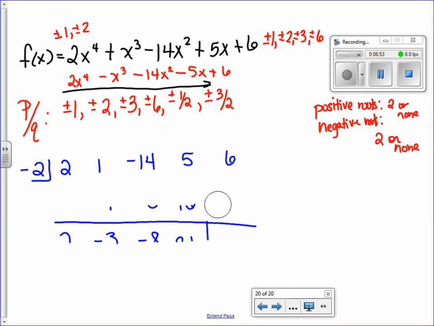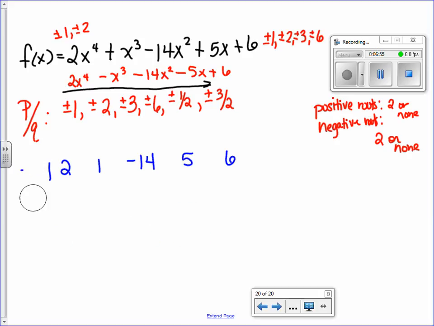Who chose that? You're fired. Because it didn't equal 0. The remainder was not 0. It's not a root.